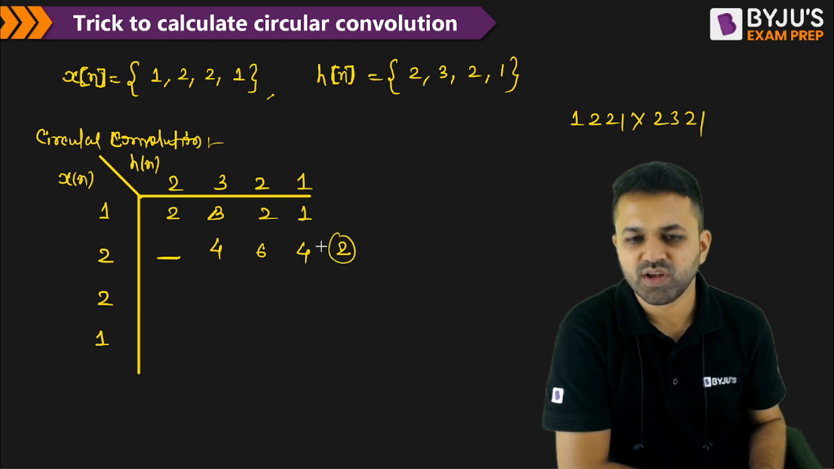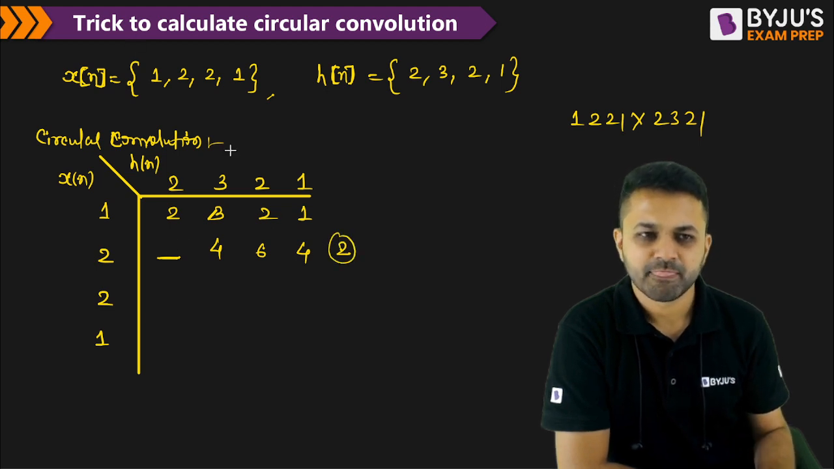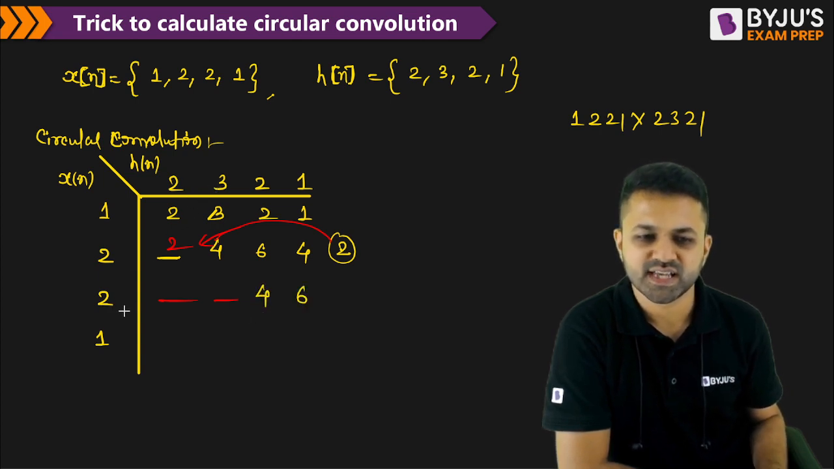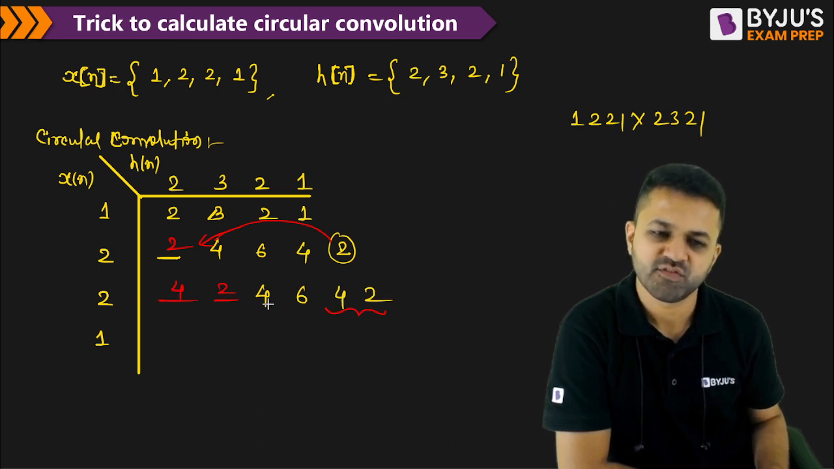So this 2 will move into this blank space. Now the next space will be left blank. This 2 is multiplied, so we will get 4, this 2 is multiplied, so we will get 6, and this 2 is multiplied, this will be 4 and this will be 2. Now these two will be placed in this space, so write in this form, 4 and 2, starting from the left.